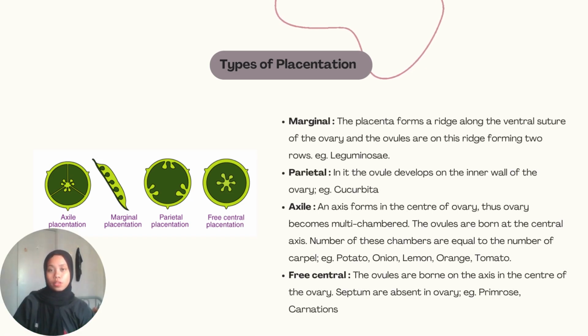Placentation refers to the way ovules are arranged inside the ovary. There are a few main types: marginal, where ovules form along the inner edge; axile, with ovules in the center, like in tomatoes; parietal, where ovules grow on the outer walls; and free central, where ovules are attached to a central column. Steady placentation helps steady fruit development in plants.